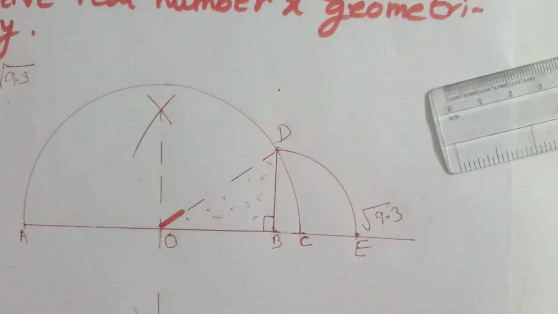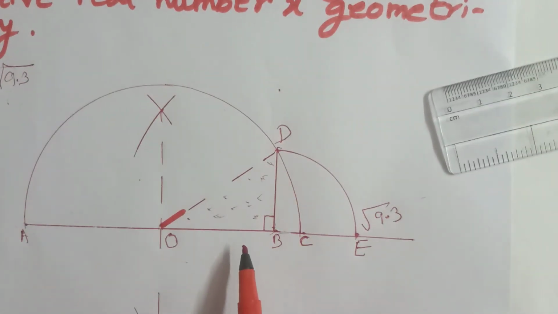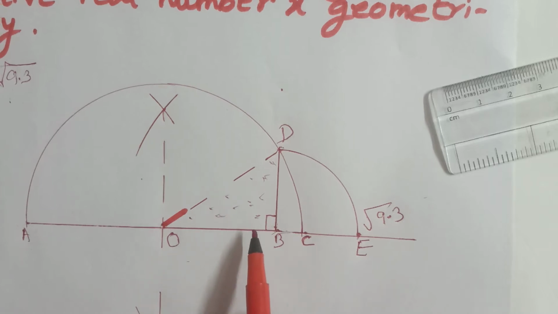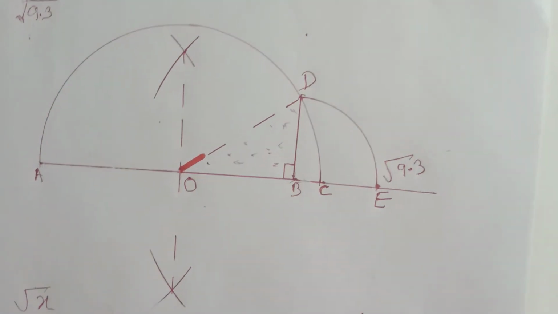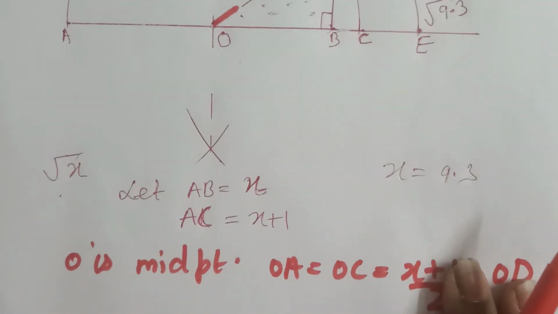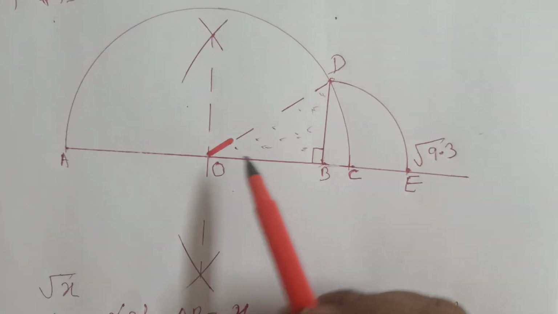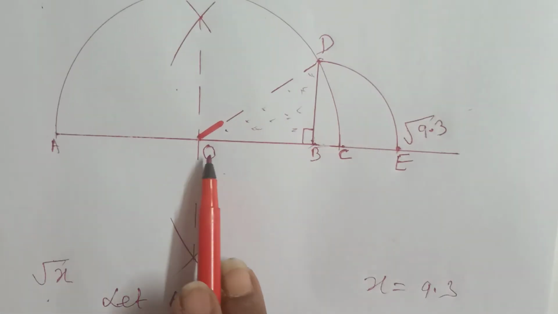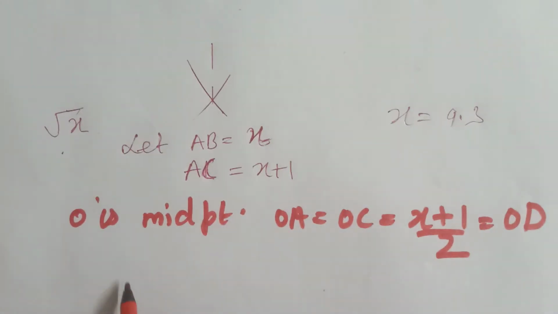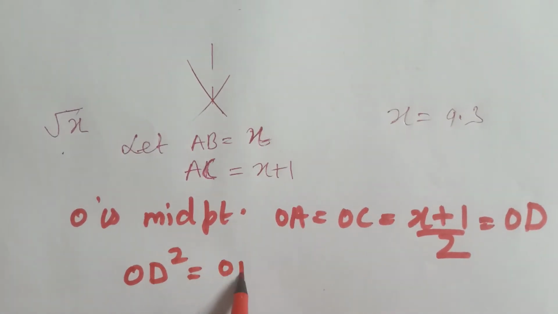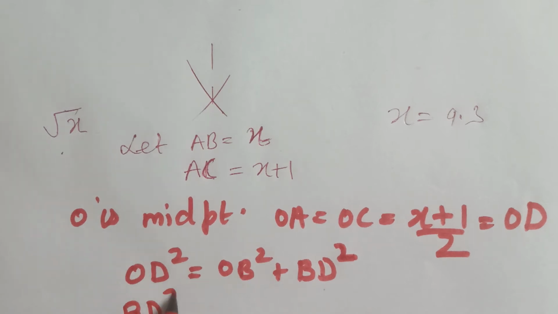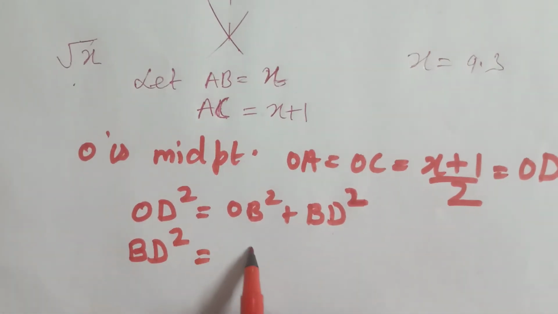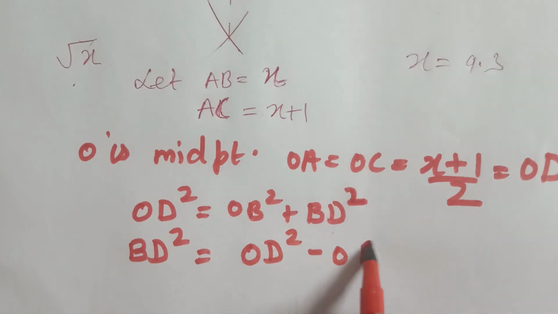Now just consider this right triangle. If we use the Pythagoras theorem for this right triangle, what is the Pythagoras theorem? Hypotenuse square is equal to base square plus perpendicular square. So the hypotenuse OD square is equal to OB square plus BD square, or we can say that BD square is equal to OD square minus OB square.